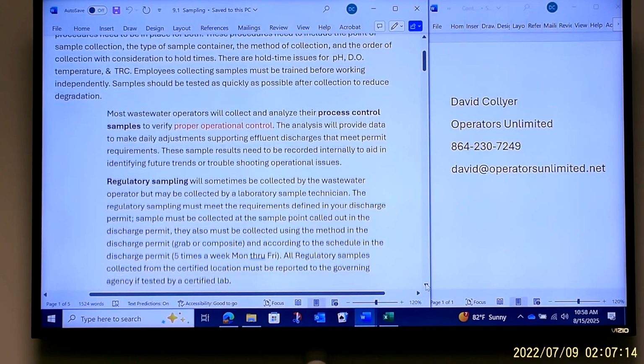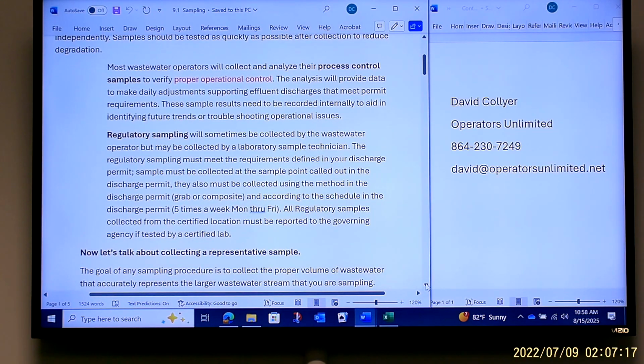Most wastewater operators will collect and analyze their process control samples to verify proper operational control. The analysis will provide data to make daily adjustments supporting effluent discharges that meet permit requirements. These sample results need to be recorded internally to aid in identifying future trends or troubleshooting operational issues.